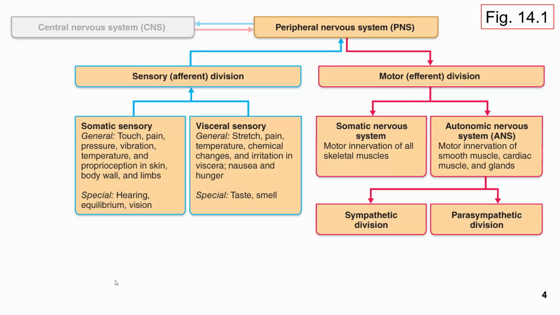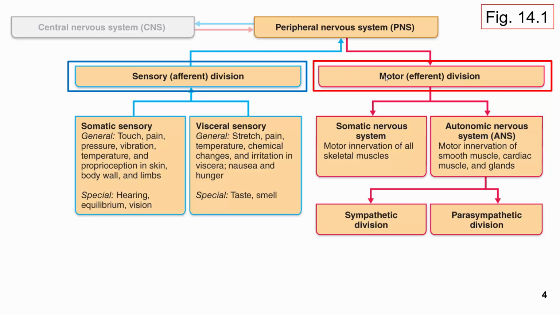In this slide, we see a chart that also provides a different way of looking at the two major divisions of the nervous system, which is the central nervous system and the peripheral nervous system. And when we think about the peripheral nervous system, we break it up into a sensory division, or afferent division, and a motor, or efferent division. And each of these are divided up into two separate components.